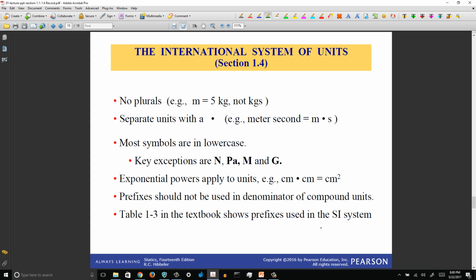Quantities defined in several units which are multiples of one another are separated by a dot to avoid confusion. So you see that here. It's meter second, so you put a dot in between the two. Otherwise, if you didn't, it might be confused for millisecond. Most symbols are in lowercase except for these: newton, pascal, mega, and giga.